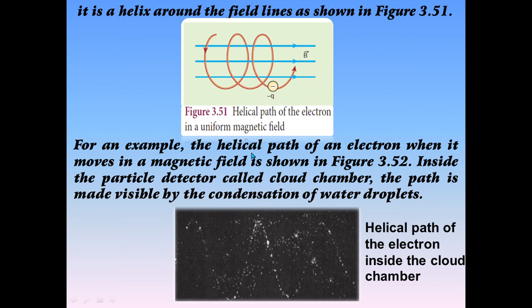For example, the helical path of an electron when it moves in a magnetic field is shown in the figure, inside the particle detector called a cloud chamber. This is the cloud chamber. The path is made visible by the condensation of water droplets. This is the helical path of an electron inside the cloud chamber. Thank you.